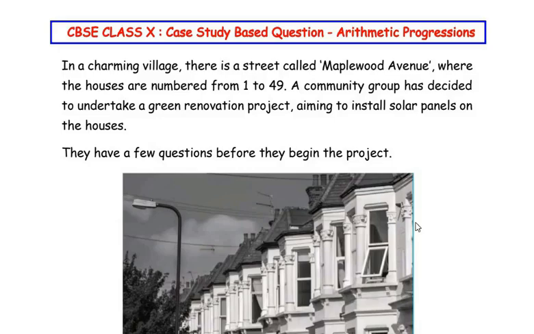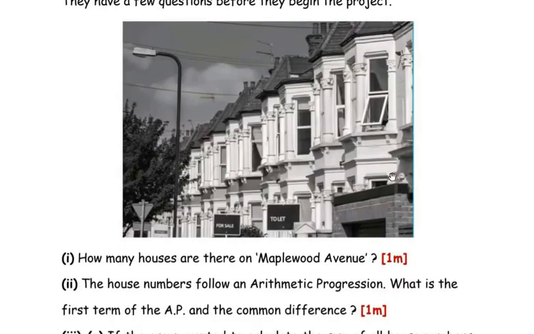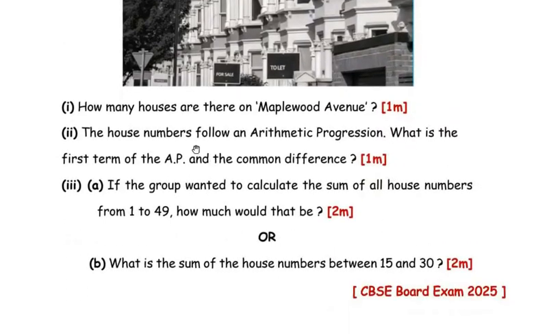In this video we are going to solve a case study based question from the Arithmetic Progressions chapter which had appeared in the CBSE Board Exam 2025. Now this question has 3 sub-questions. The first and the second sub-questions are for 1 mark and the third sub-question is of 2 marks and it has an OR question as well. That is, either you can attempt the A question or the B one. So let us start with the first question now.